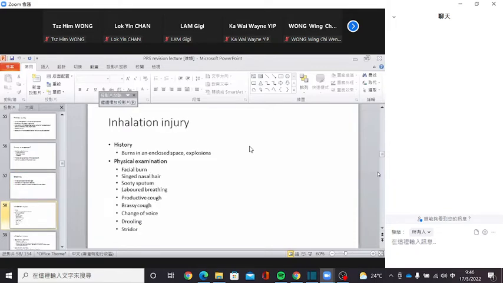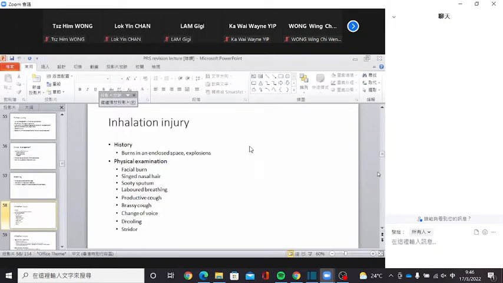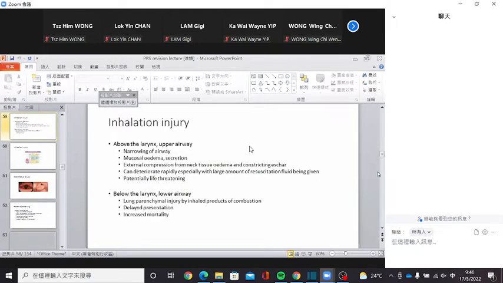For inhalation injury, the history is particularly being burned in an enclosed space or an explosion. But of course, even if the patient is burned in an open area, you still have to ring the bell if any physical examination signs are elicited, like facial burn, burned face hair, like over the nose or the brow. They are coughing out sputum, they have a drowsy cough, they have a change of voice, drooling, and stridor could be very late signs.